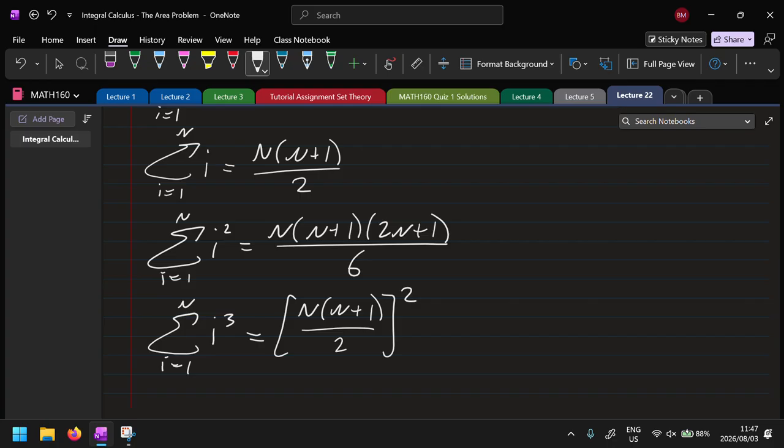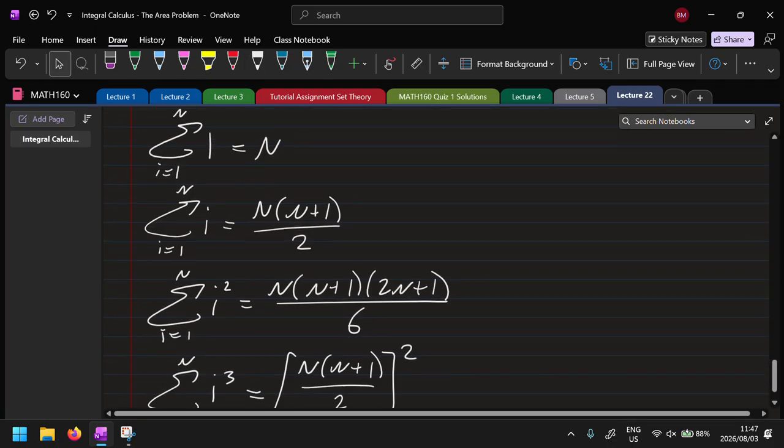And remember, before I said we are only going to go up to cubics. For i to the 4, i to the 5, and so on, there is a summation for that. You can work it out, but that will not be tested. So it's only these ones.